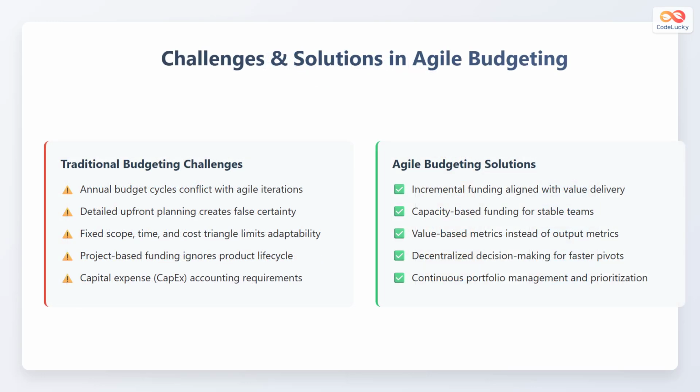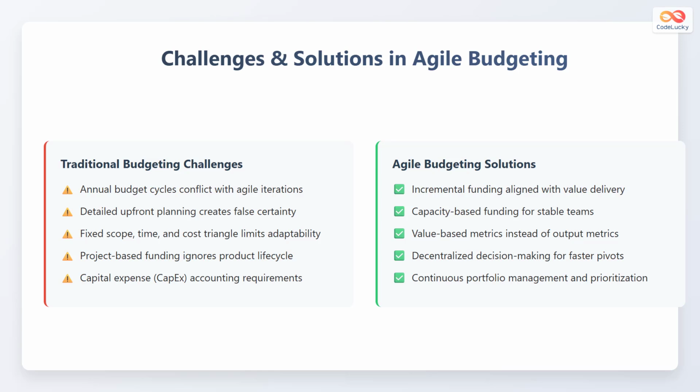Discover the challenges and solutions in Agile budgeting. The traditional budgeting system presents several hurdles, including annual budget cycles that often conflict with Agile iterations, detailed upfront planning that creates a false sense of certainty, fixed scope, time and cost constraints that limit adaptability, project-based funding that overlooks the product lifecycle, and capital expense accounting requirements.